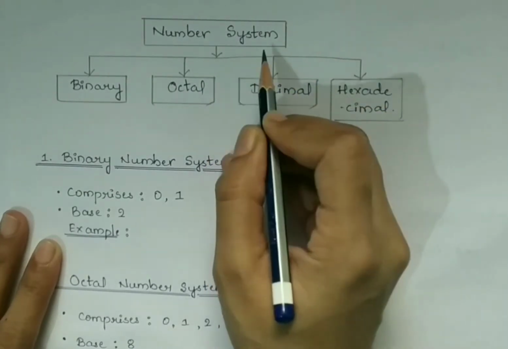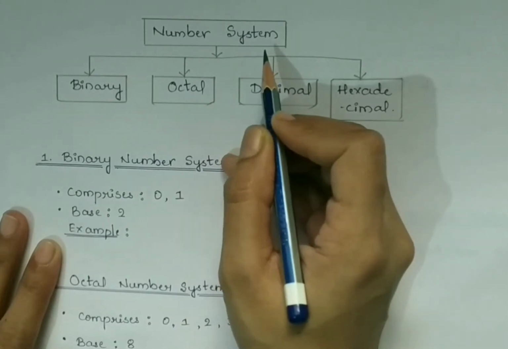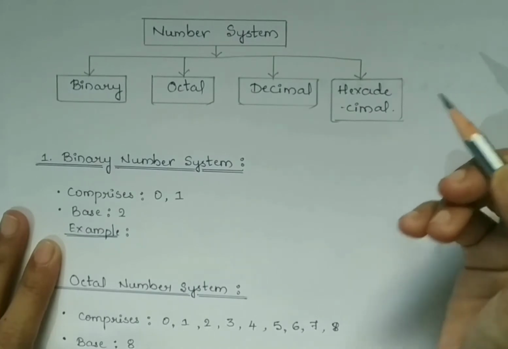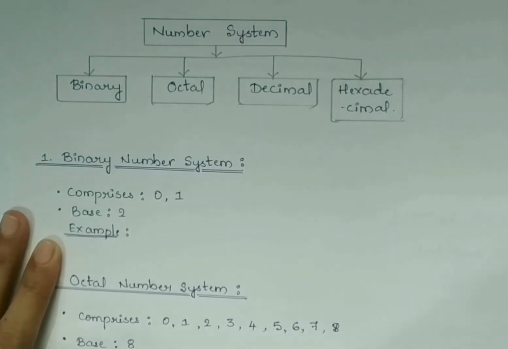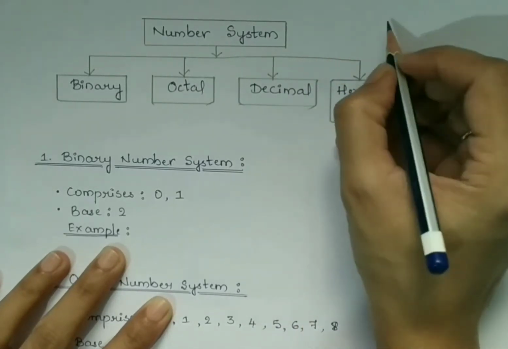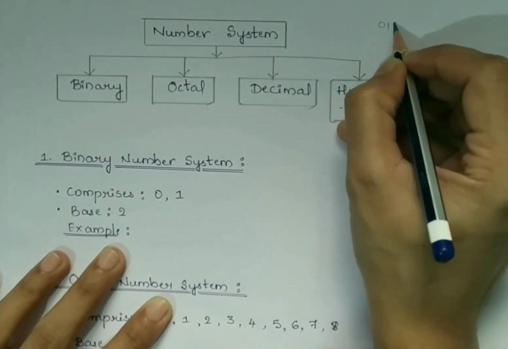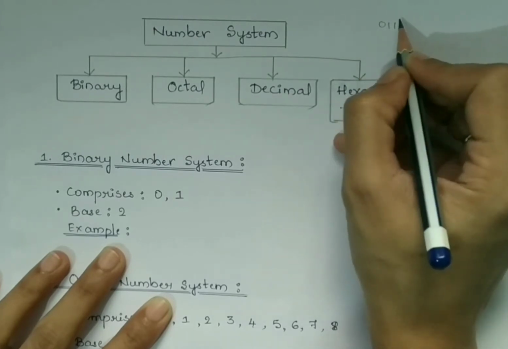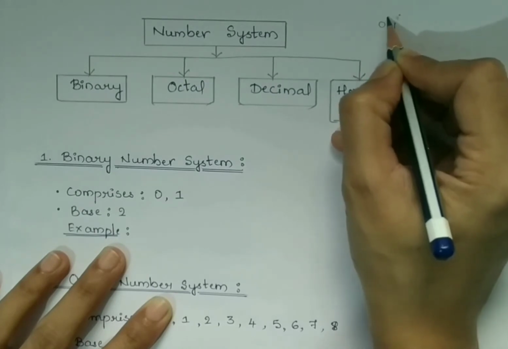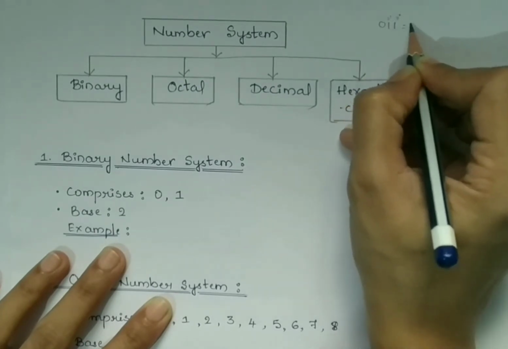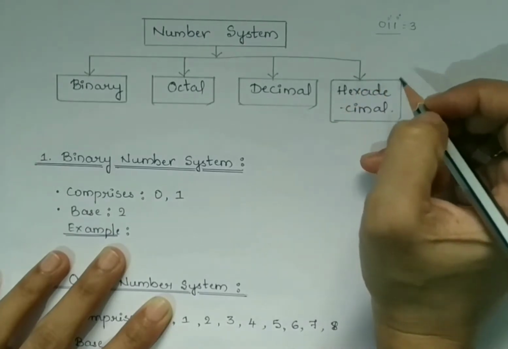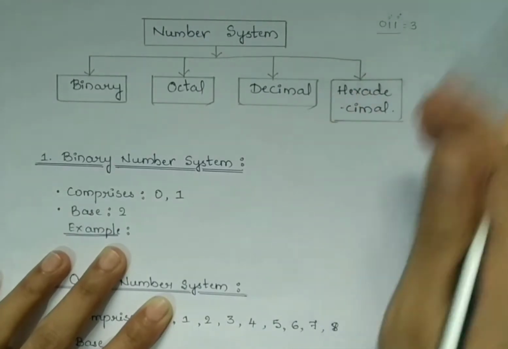So, number system. What is a number system? A number system is a method to represent numbers. Every number system has a set of unique characters. For example, if I write a binary number 0, 1, 1, this is equivalent to 3. So any other number will not represent this value. It means it is a set of unique values.